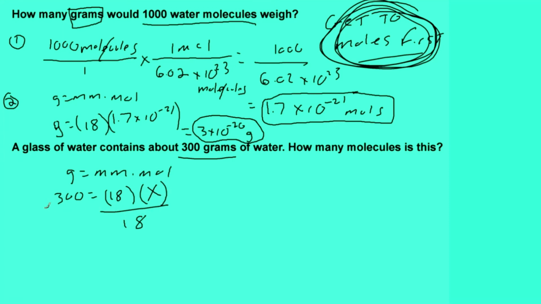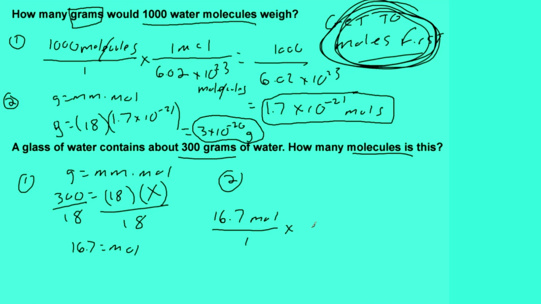Okay, divide by the number that's closest to your X. This comes out to 16.7. That's how many moles you have. Okay, that was step 1. Getting to moles, we got to moles. Step 2, what are we trying to find out? How many molecules is this? Oh, good. All right, so we have 16.7 moles. We know how to convert that to molecules.